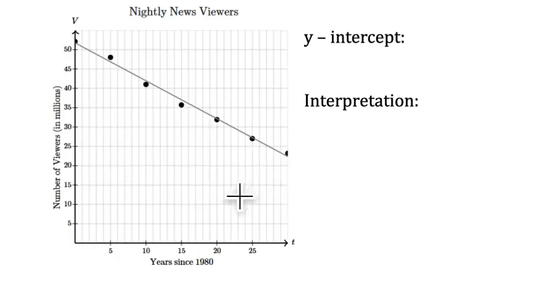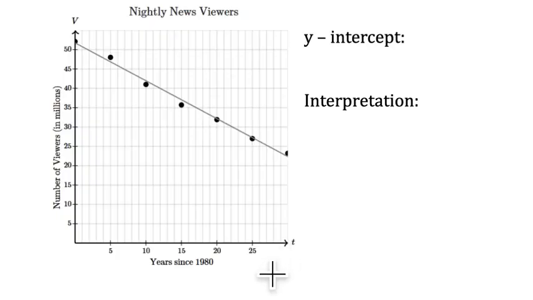This graph shows the number of Americans who viewed the nightly news where T is the number of years since 1980, and V represents the average number of nightly news viewers in millions. So on the x-axis, 0 represents the year 1980, because that's 0 years from 1980. And 30, way over here, represents the year 2010, because 1980 plus 30 equals 2010.